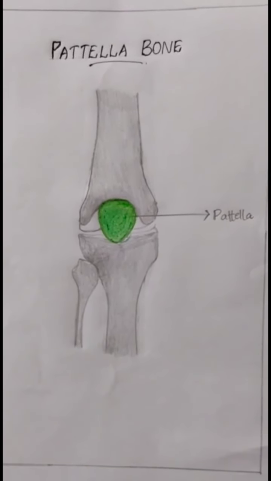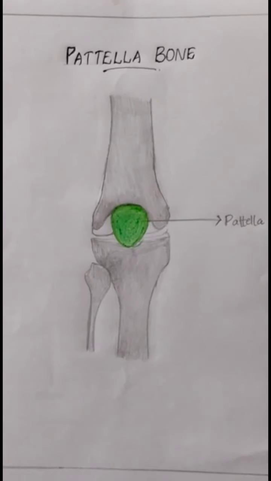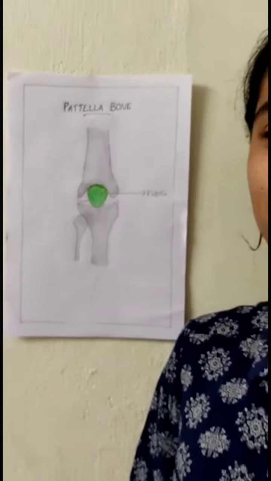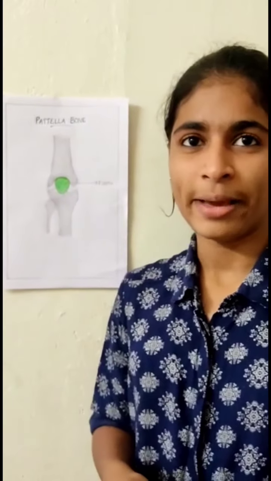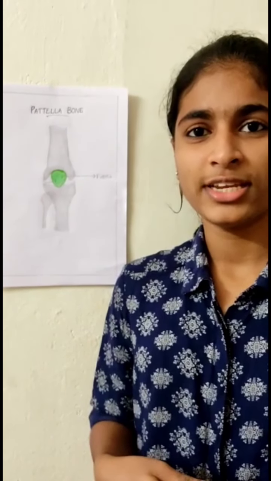Patella bone is also known as the kneecap, which is a flat, rounded, triangular bone which articulates with the femur. It is located in front of the knee joint. That is why it is termed the kneecap. It is the largest sesamoid bone in the human body and lies within the quadriceps tendon. The primary functions are knee extension and protection. It covers and protects the knee joint from damage.